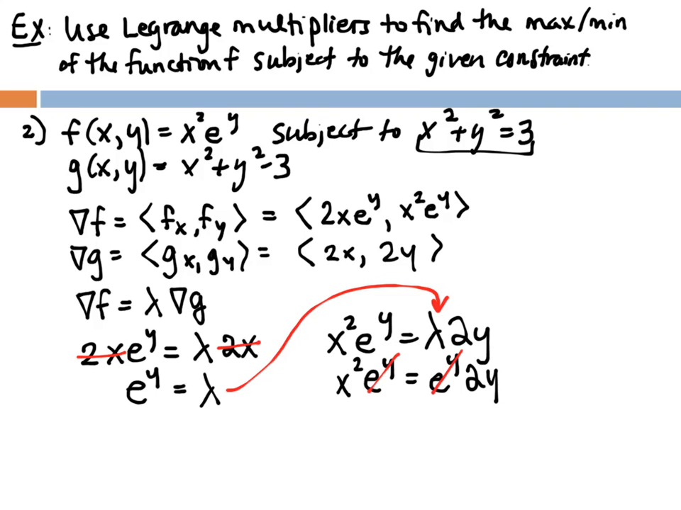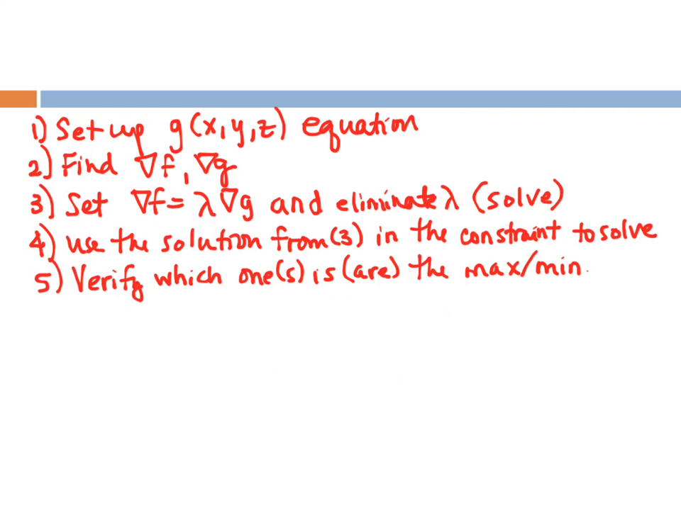Yeah, in very much the same way that e to the y's are going to go away, right? So we actually find out that x squared is equal to 2y. So that is all for step 3. We're not actually getting numerical values in step 3. So when I put over here in parentheses solve, the eliminating of lambda usually gives me some kind of an equation as a solution. X equals something about y. That's our idea.